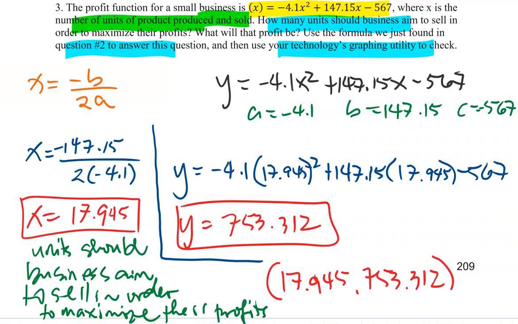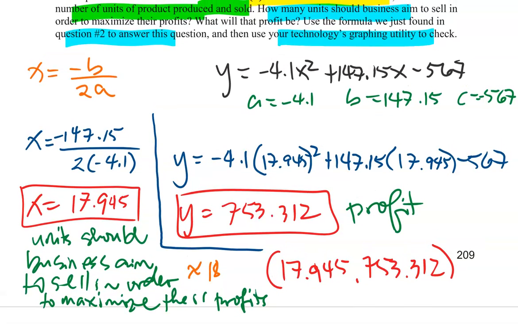The x value is the number of units the business should aim to sell in order to maximize their profit. We can say that is approximately 18 units. This is our profit, 753.312. Okay, and that's it for this section.